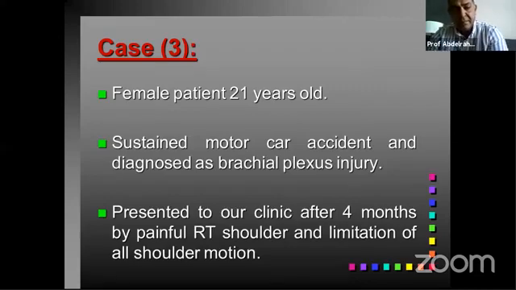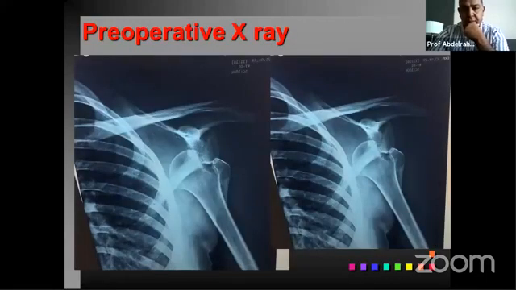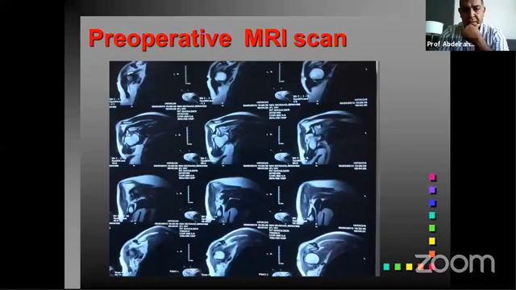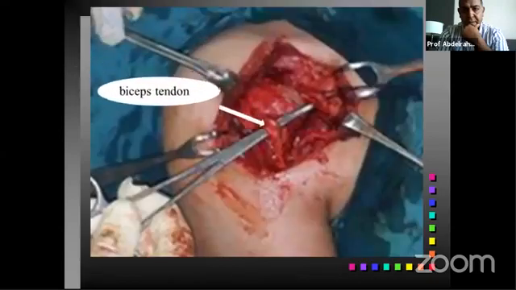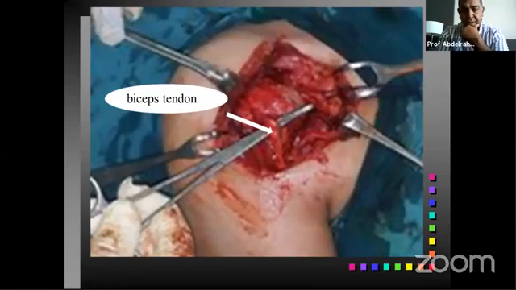Case number 3 is a 21-year-old female patient. She sustained a motor car accident and was diagnosed with brachial plexus injury, and presented to our clinic after 4 months with a painful right shoulder and limitation of motion. This is the X-ray. As you see, also the head has a big Hill-Sachs, and the head is locked in an anterior position. Photos were not good.